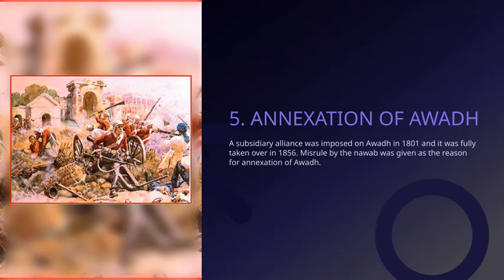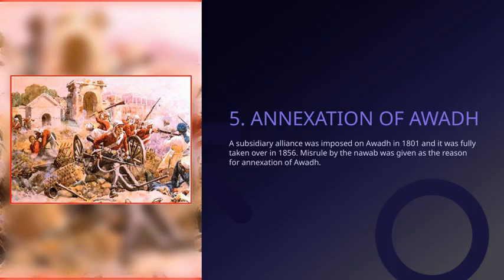Let's now turn to the annexation of Awadh, which is a significant event in our discussion of British expansion. In 1801, the British imposed a subsidiary alliance on Awadh. This meant that Awadh had to accept British military and political oversight while maintaining a nominal ruler. Essentially, it was a way for the British to exert control without direct annexation at that time. Fast forward to 1856, and Awadh was fully taken over by the British. The official reason given was misrule by the Nawab, which was used to justify the annexation.